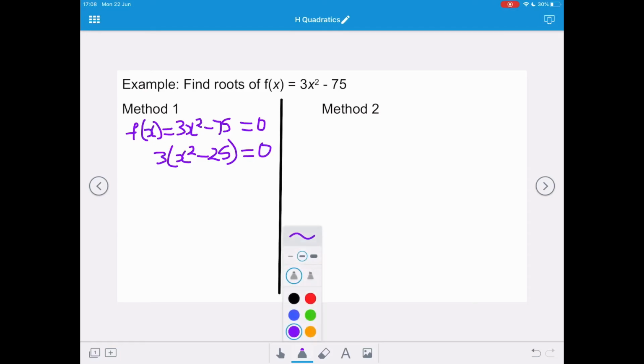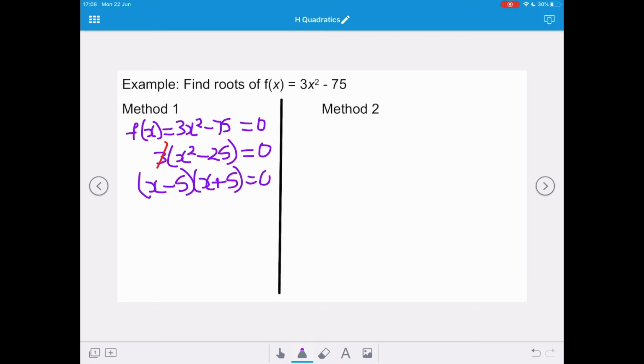And we can divide both sides by that 3 to cancel it out. Now we've got a difference of two squares, so we're going to have x minus 5 upon x plus 5 equals 0. And then we're going to make each of those brackets equal 0. So x minus 5 equals 0, or x plus 5 equals 0. So we get x equals 5, or x equals negative 5.